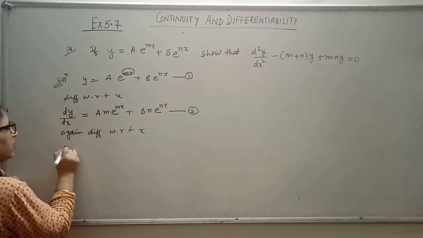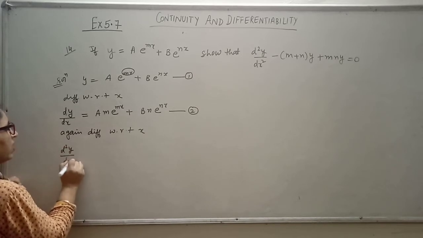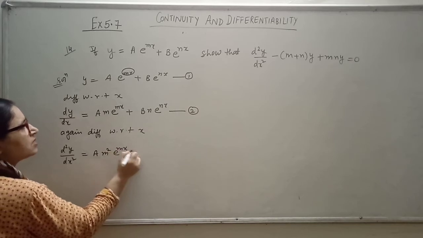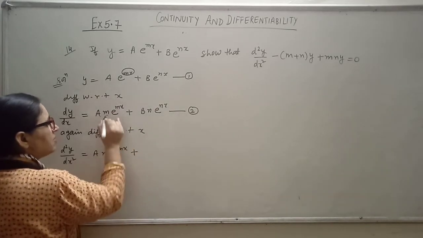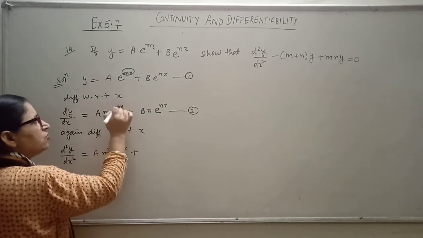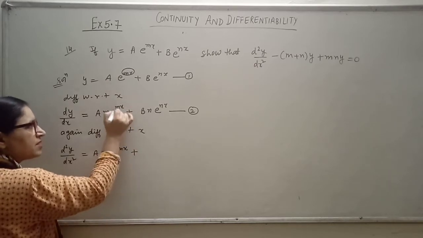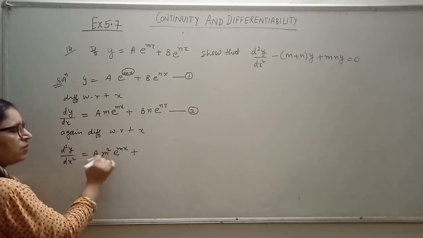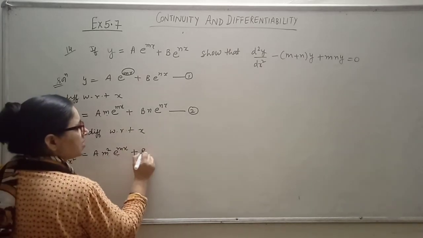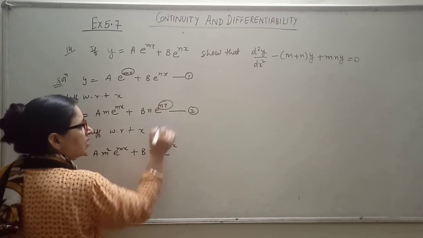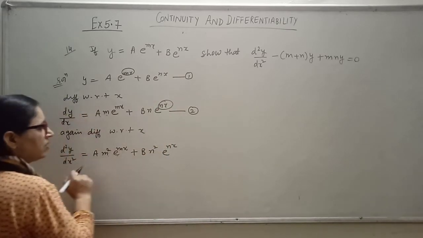Okay, so this becomes d square y by dx square equal to a m square e raised to power mx plus, because a m is constant I have written it as it is, and when you take the derivative of e raised to power mx, it is e raised to power mx, and the derivative of mx is m, so m into m is m square. Here also b n e raised to power nx, the derivative is e raised to power nx, and the derivative of nx is n, so it becomes n square.